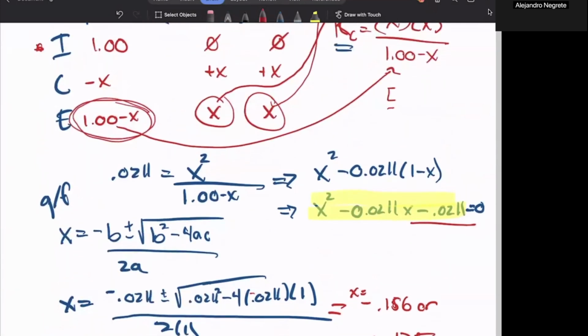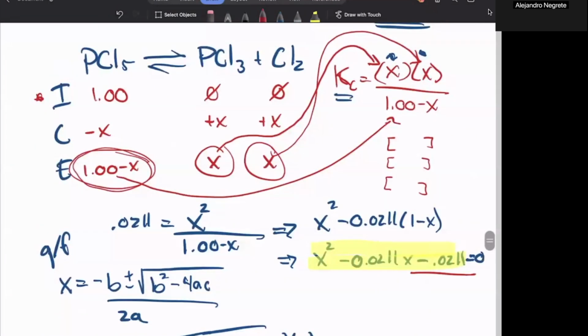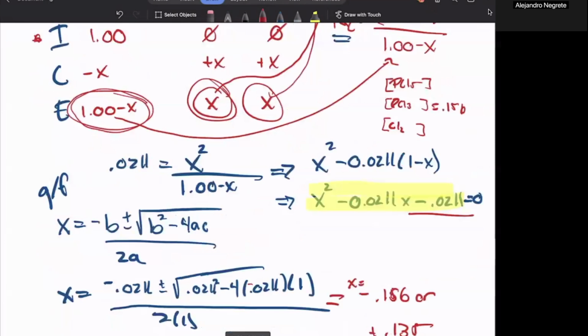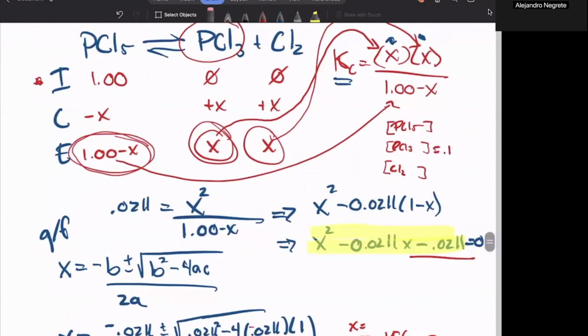So our concentration, let's put all the concentrations here. These are all equilibrium concentrations. So the equilibrium concentration for PCl5 and for PCl3, for Cl2, this concentration is equal to what X is. 0.135. This is also equal to 0.135, because those are what equal to X is.